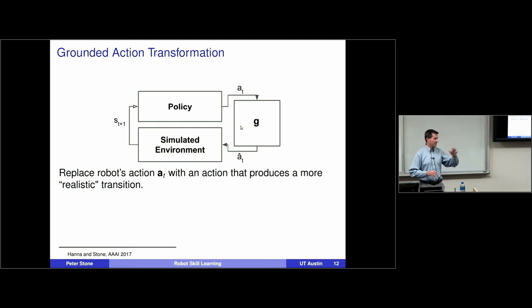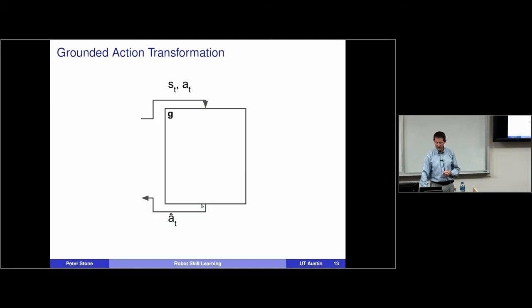But yeah, we're going to use a learning method that will find the best command to achieve what we're trying to do by learning this function G. It's basically going to replace the robot's action with an action that produces a more realistic transition, and learn that as a function of the state and action. Going into detail, you have the state and your action, and you want to figure out what action to replace that with. So instead of the 90, I want to replace it with the 35, for instance.